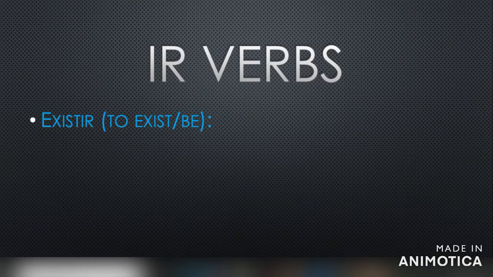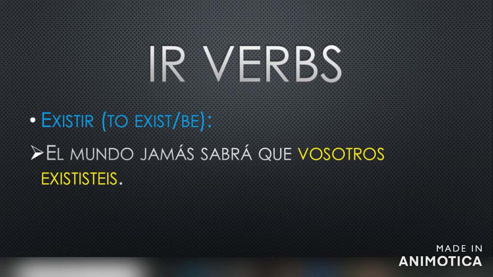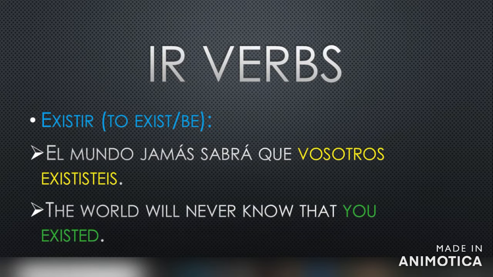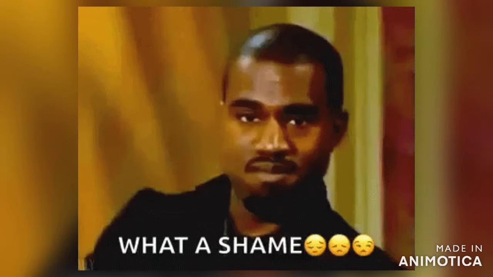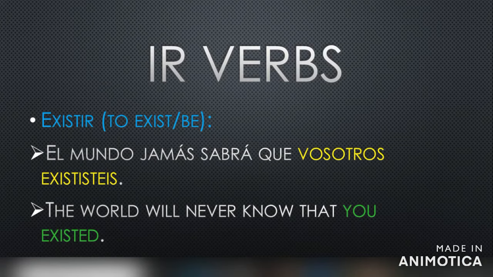Alright, IR verbs. The first one listed is existir, which means to exist or be. El mundo jamás sabrá que vosotros exististeis. The world will never know that you existed. So this sentence could most likely have been stated by an older person to a group of young persons, telling them that they should chase their dreams or live passionately so that persons will know who they were.